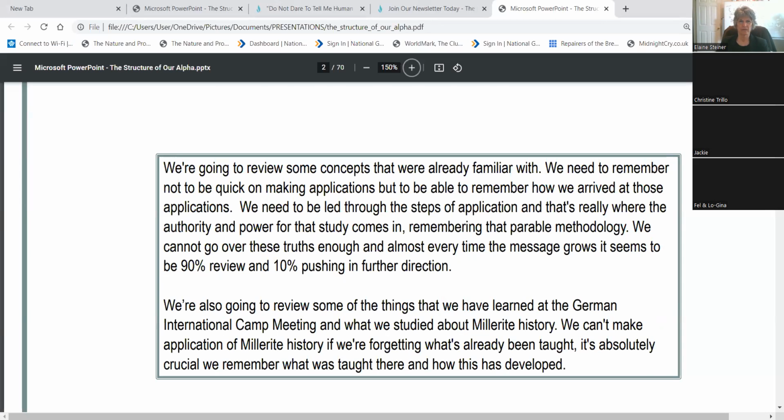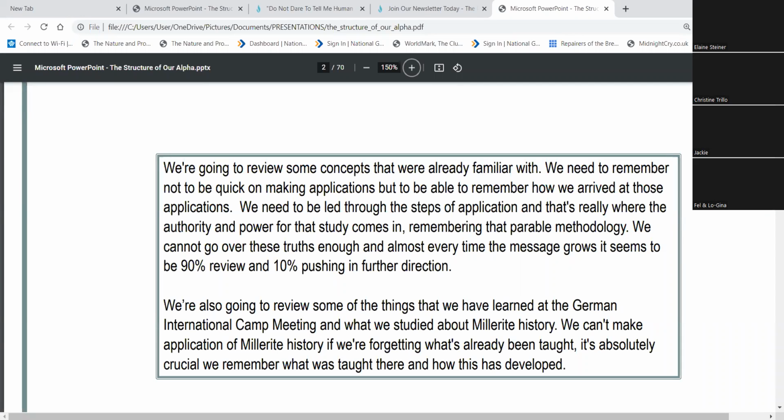We're going to review some concepts that we're already familiar with. We need to remember not to be quick on making applications, but to remember how we arrived at those applications. We need to be led through the steps of application, and that's really where the authority and power of that study comes in. Remembering that parable methodology, we cannot go over these truths enough, and almost every time the message grows, it seems to be 90% review and 10% pushing in a further direction.